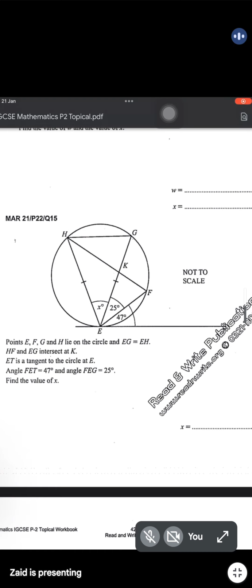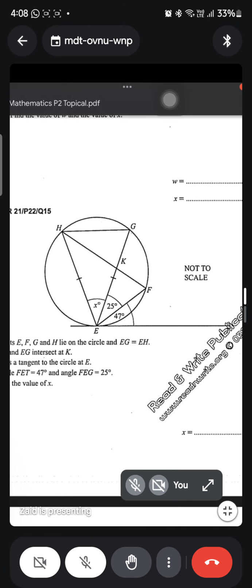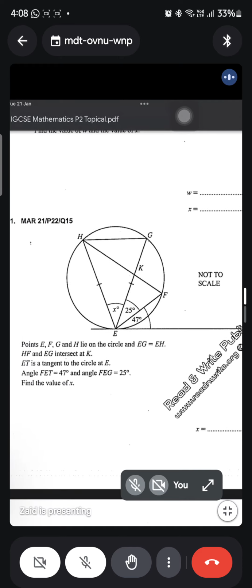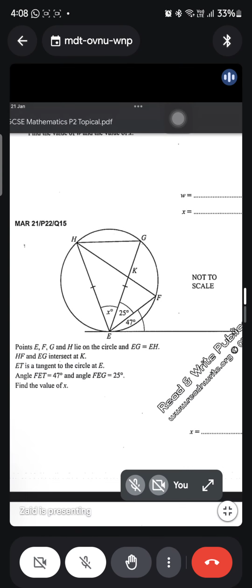So my dear students, we have so many different theorems applied over here. We cannot apply the semicircular theorem, we cannot apply the cyclic quadrilateral theorem, but we can apply the alternate segment theorem, and we can apply the angle in the same segment theorem as well.